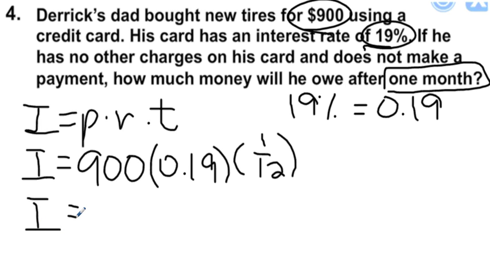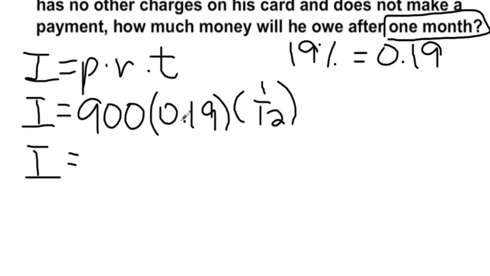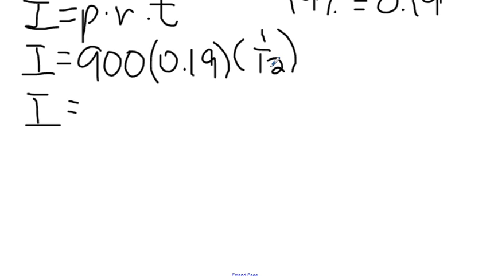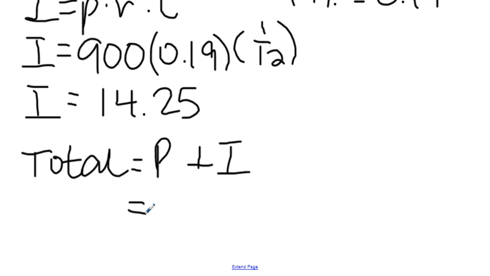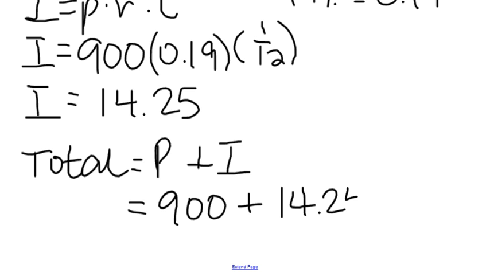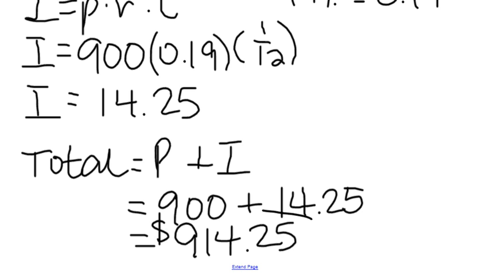So we're going to multiply these numbers out. So 900 times 0.19 times 1/12 equals 14.25. So that means on top of the $900, he has to pay $14.25 in interest. So if you want to find the total amount, you know you have to add the principal plus the interest. Your principal was $900. Your interest was $14.25. So that equals $914.25. So altogether, he's going to owe $914.25.